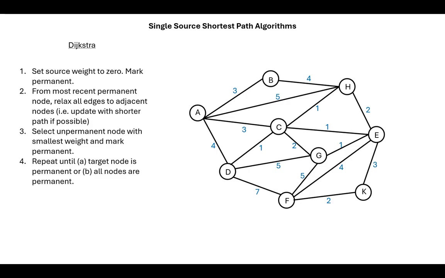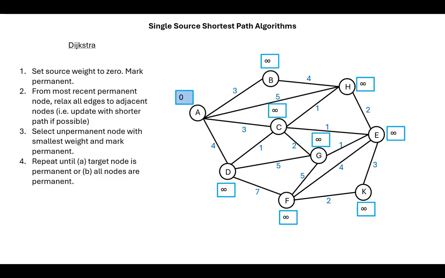So, first thing we do is initialize the source weight to 0, mark it permanent, and then set all of the other weights to infinity. Next, from the most recent permanent node, we relax all the edges to the adjacent nodes, which is to say we update them with a shorter path if possible.